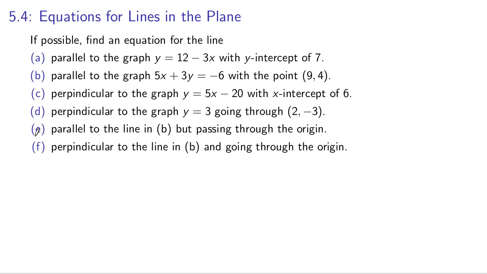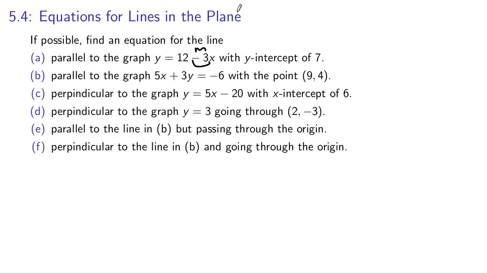So let's do some examples. A. Find an equation for the line parallel to the graph y is 12 minus 3x with the y-intercept of 7. Okay, so let's think about this. This graph has a slope of minus 3.